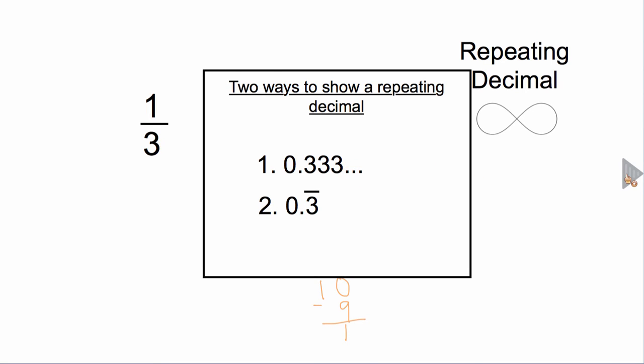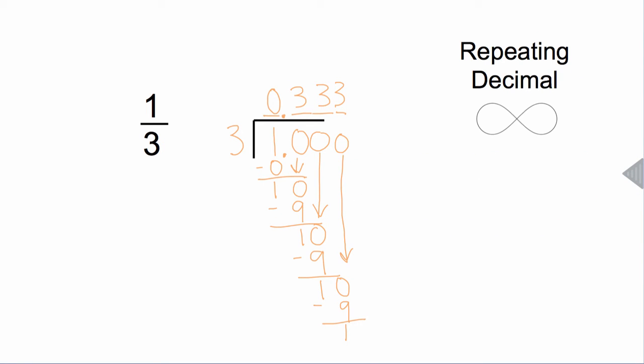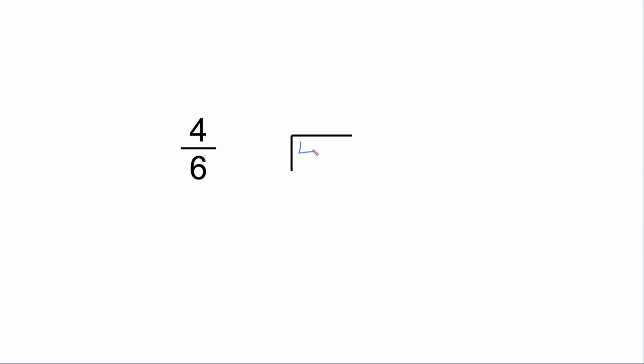Let's go ahead and do one more example of a repeating decimal. The 4 will be going on the inside and the 6 will be going on the outside. We're going to add our decimal and our 0 and our parking spaces. 6 can't go into 4. You multiply and subtract, you get 4, bring down the 0. 6 can go into 40 6 times. 6 times 6 is 36. We subtract and we get 4.